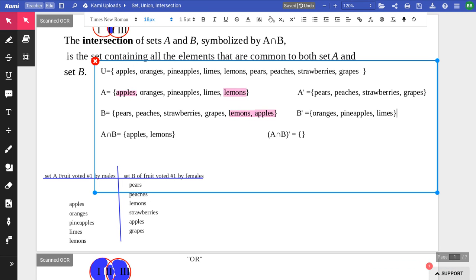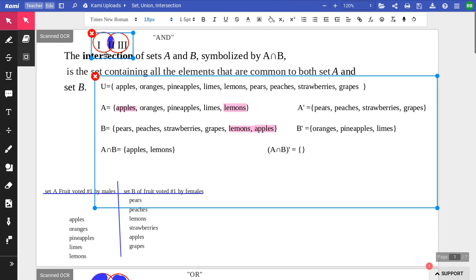Okay, so therefore, we have that all together. If we had the Venn diagram, these are the sides that would be out. A not would be this white part over here, and B not would be this part over here. And the intersection would be in the middle.